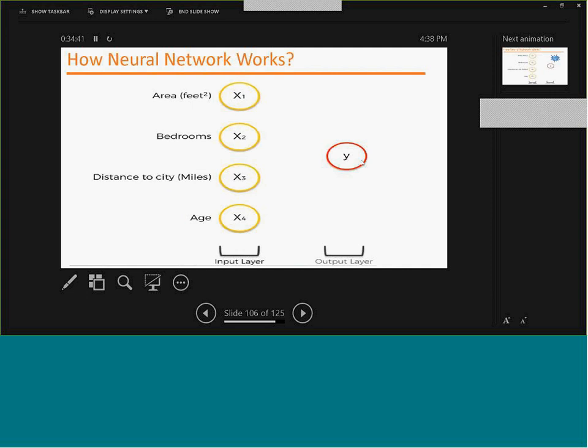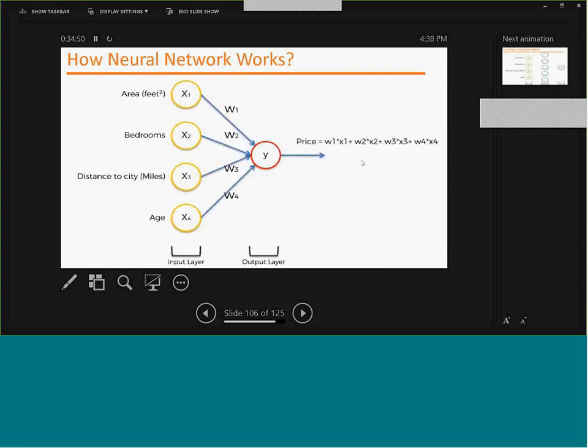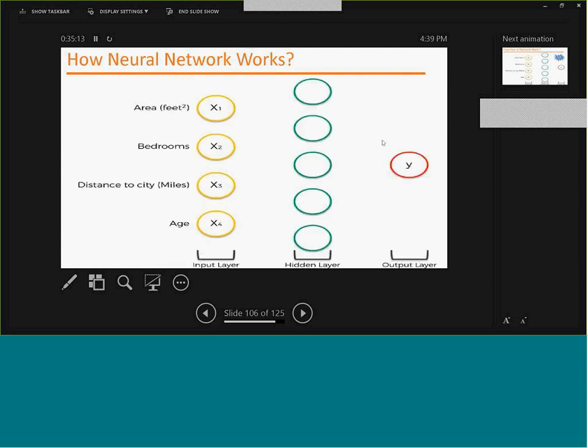And the output layer, marked in red, we call it Y. There is no hidden layer at all. How are we going to calculate the price? We just multiply W1 with X1, W2 with X2, W3 with X3, and W4 with X4. We just take the sum and that becomes our price. It is as simple as that. So in this particular example, there is absolutely no hidden layer. We have just got an input layer and an output layer.